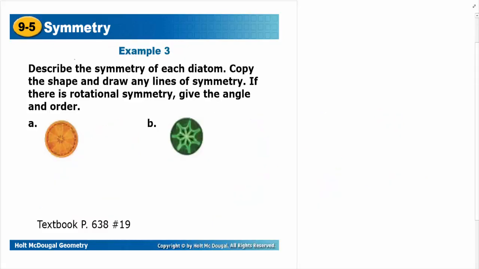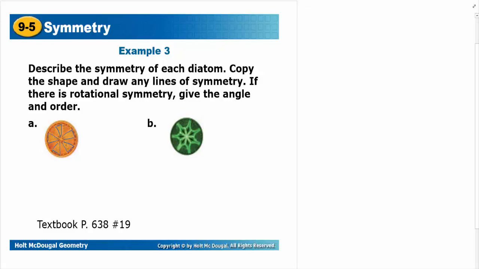Okay, so example 3, describe the symmetry of each diatom. That was the thing we kind of talked about on one of the first slides. Copy the shape and draw any lines of symmetry. If there's a rotational symmetry, give the angle and the order. Now with this one, I can't really see the figure, but I kind of can see it. It's just really hard. I don't know if you guys can. We kind of got these little guys shooting out here, so hopefully we can use that to help us. I'm going to go ahead and draw all those.